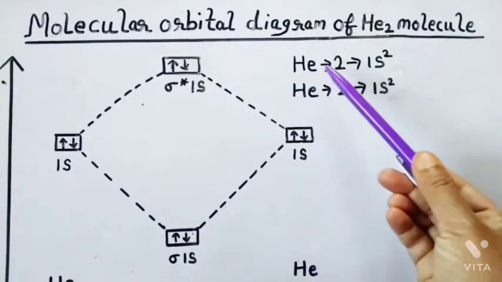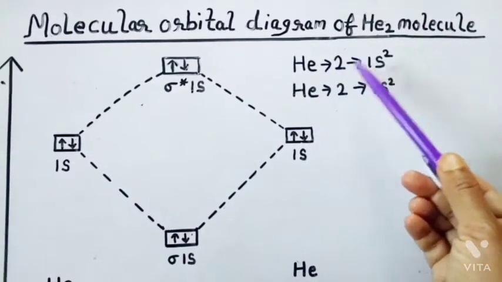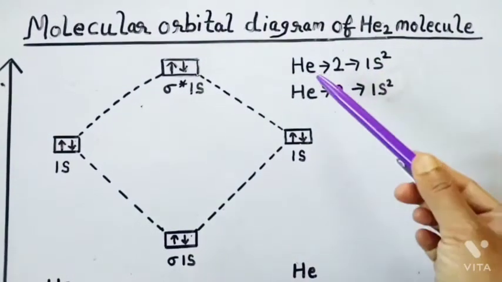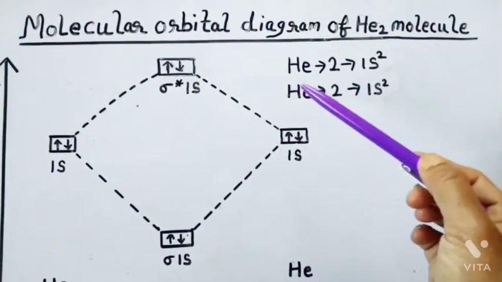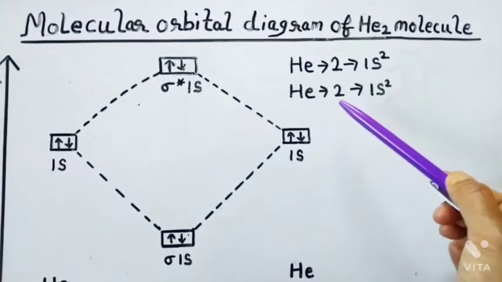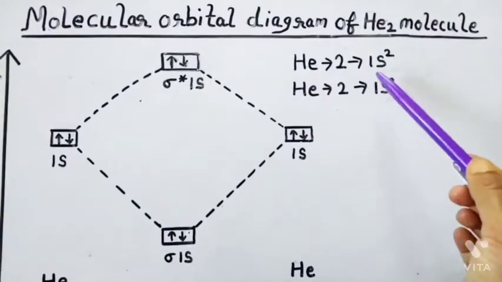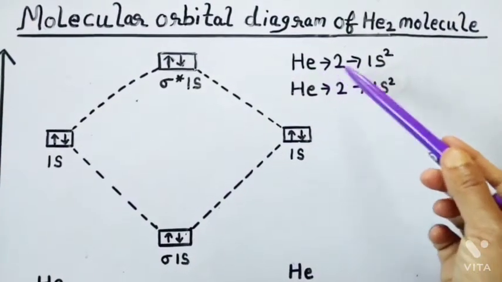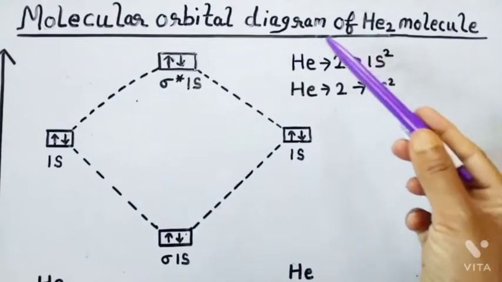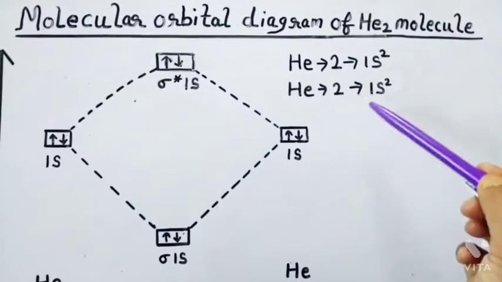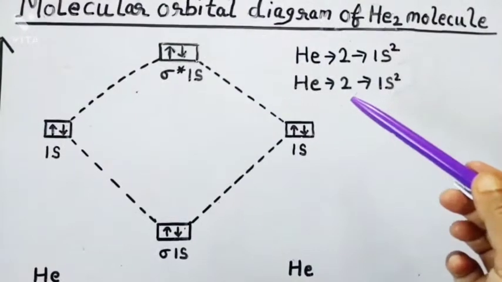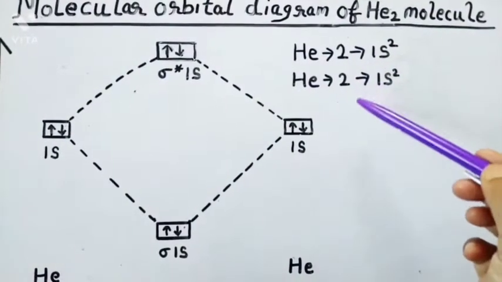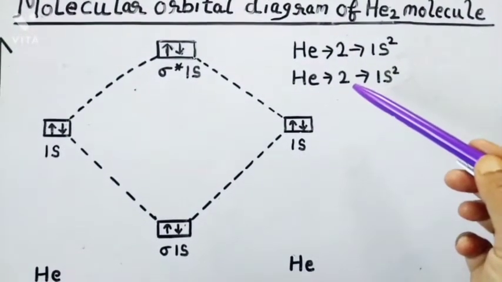Helium atom: the number of electrons in a helium atom is 2, so the electronic configuration will be 1s2. There is a second helium atom also, so the number of electrons is 2, and the electronic configuration will be 1s2. Both atoms have 2 electrons, so the number of electrons will be 4 in a molecule. Now we will see how we will fill the 4 electrons in the molecular orbitals.